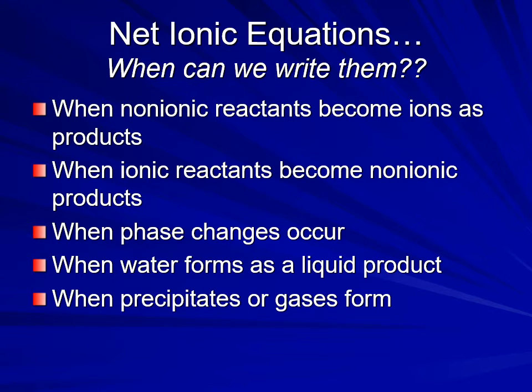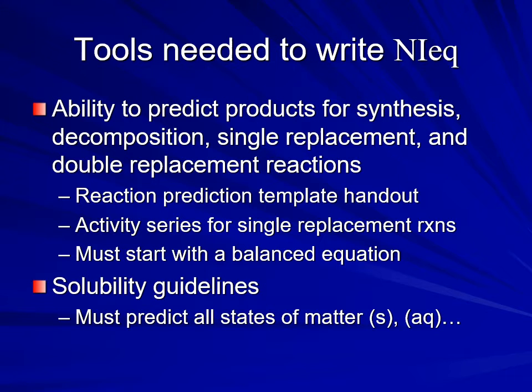Okay, net ionic equations. When can we write them? Well, these are 5 different instances when a net ionic equation would be possible. When non-ionic become ions as products. When ionic become non-ionic products. When a phase change occurs, something like, just became a solid in that previous example. If water forms as a product. When a precipitate or a gas forms, and there are certainly other instances, but these are the main ones.